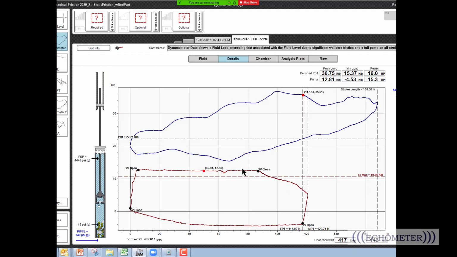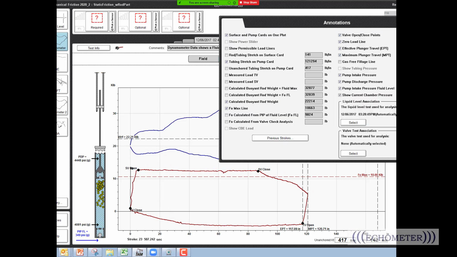Okay, and so here's our Horseshoe load cell data, and notice how the loads are going below the zero load line by the excess friction on the downstroke and going above FO max on the upstroke. If we go into annotations and turn on FO from the fluid level, then this is extra friction up here, from here, the black line to that line, and then this is extra friction on the downstroke.